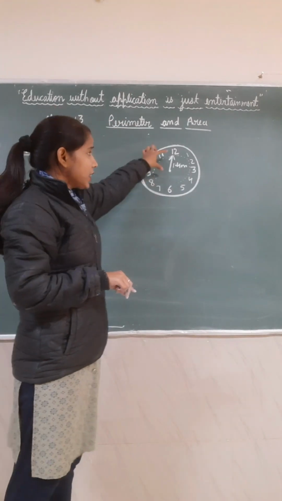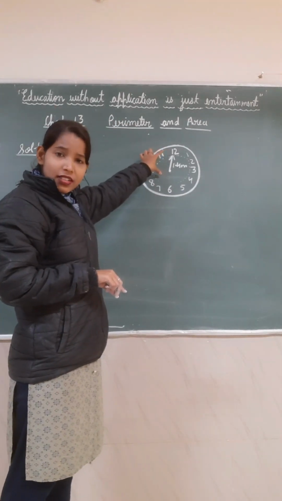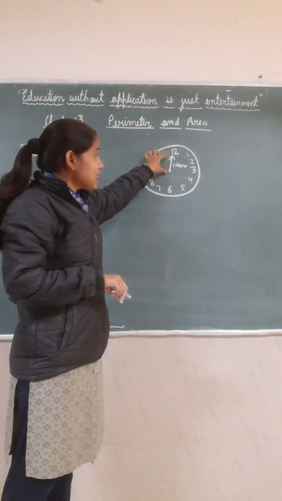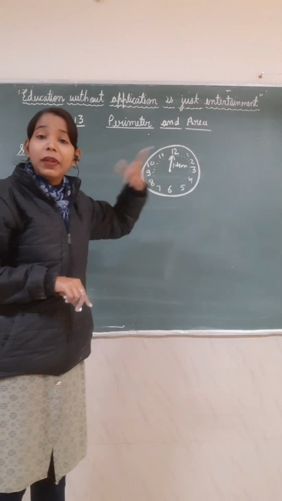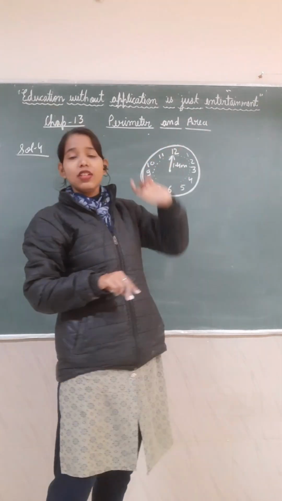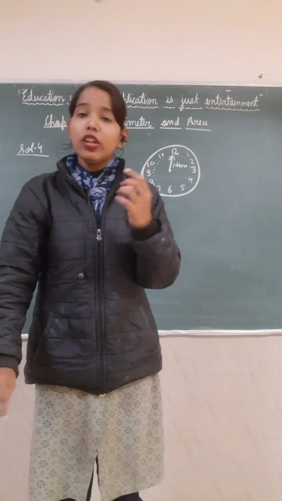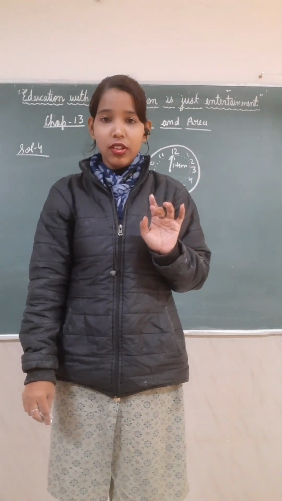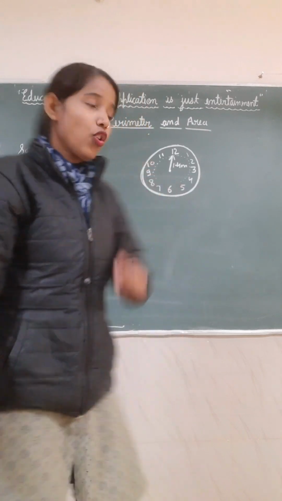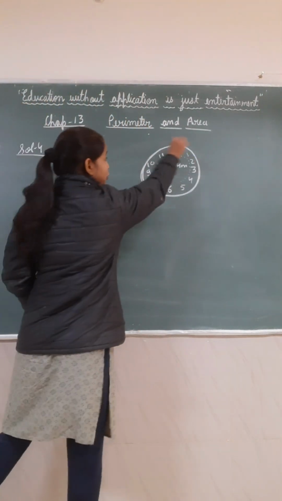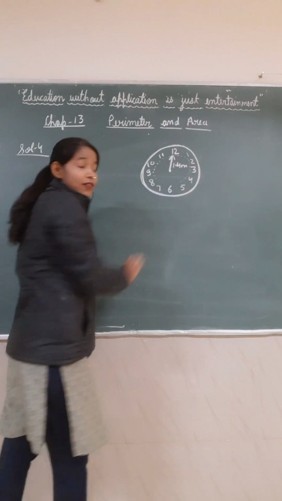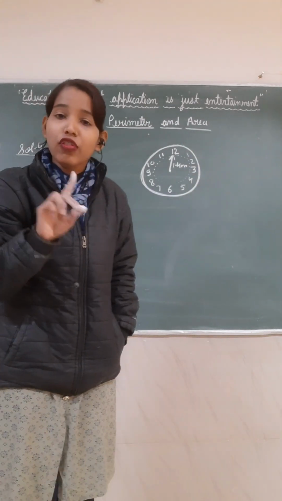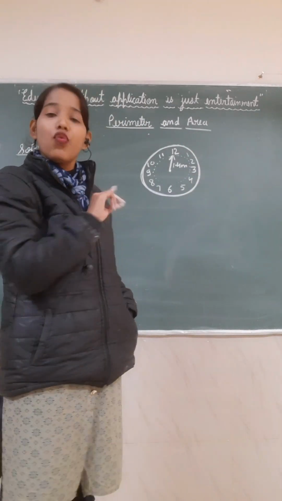And what will be the radius? The radius will be the length of the minute hand, and the length of the minute hand is 1.4 meter, right? So here the radius will be 1.4 meter. Okay, got it or not? So that means we have to find the circumference, or you can say we have to find out the perimeter of the clock.